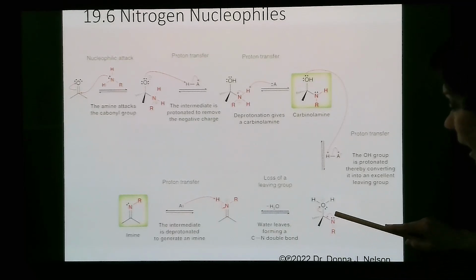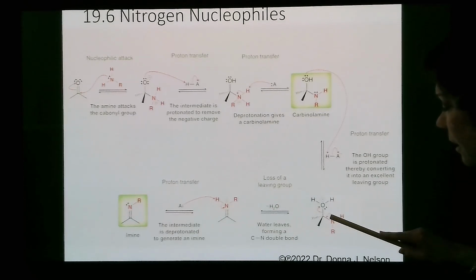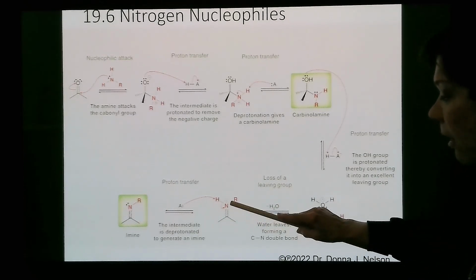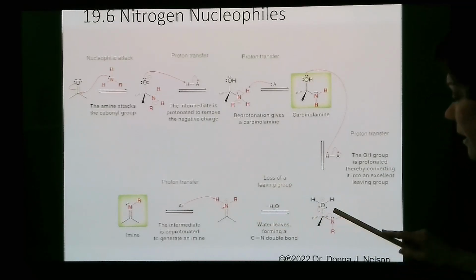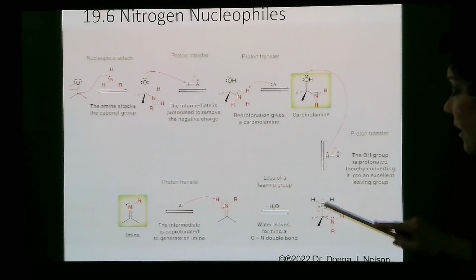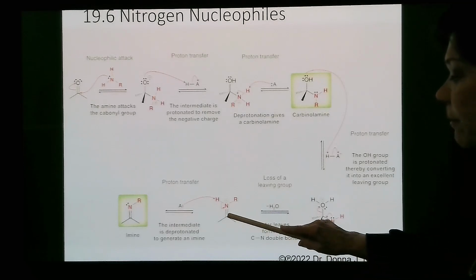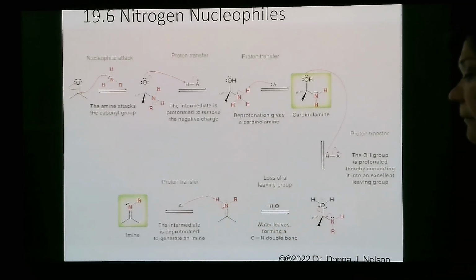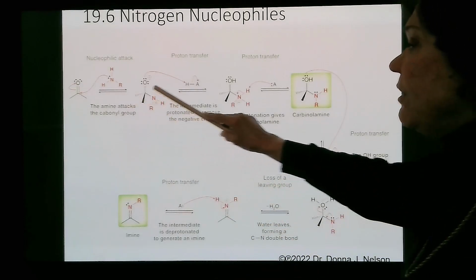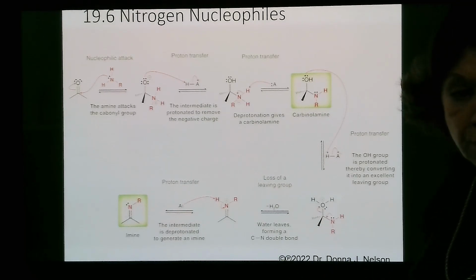And so then, to facilitate the departure of water, a pair of electrons on nitrogen is donated in to form a carbon-nitrogen double bond. This will be the pi bond that is forming. And as that forms, the pair of electrons in the carbon-oxygen bond moves out onto oxygen, satisfying the positive charge. And so then you see water leaving. You have a carbon-nitrogen double bond. You'll see later that these mechanistic steps will be present in other reactions.